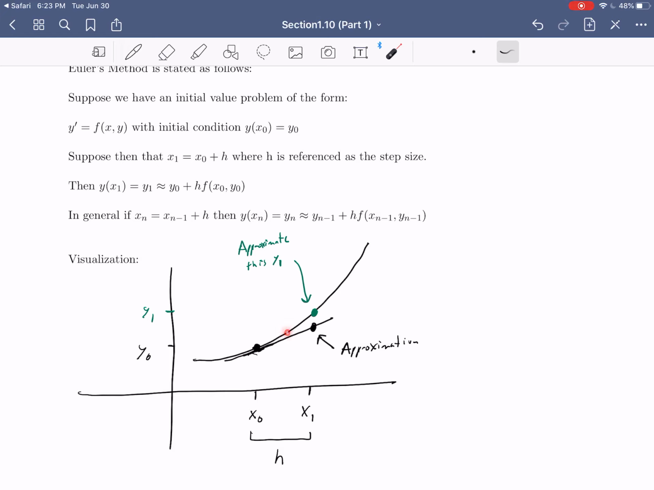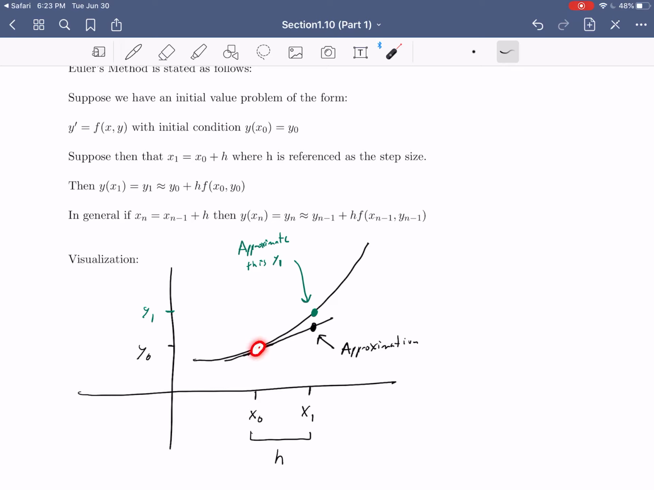If I had done it here, then I would only need to follow here and the gap would be much smaller. Obviously, with a computer or some sort of software, you could do the step sizes in incredibly small increments and have a very good approximation using this method. So this is sort of the idea.